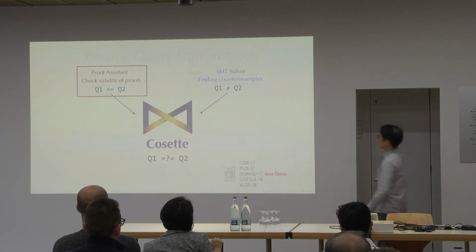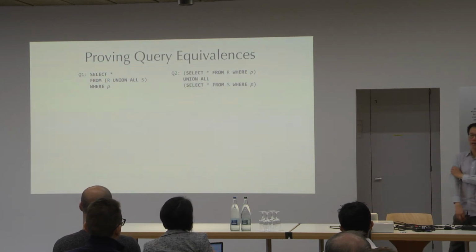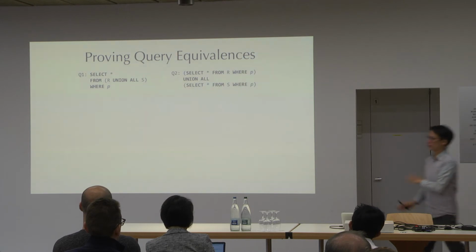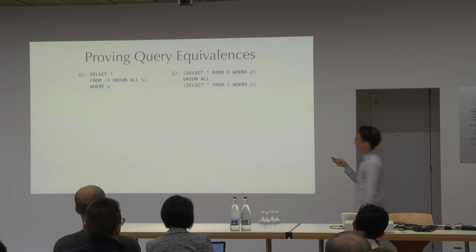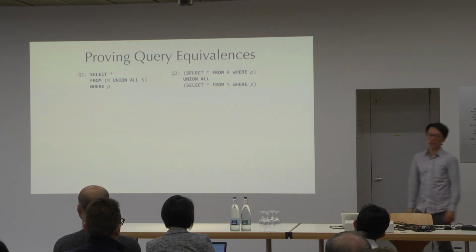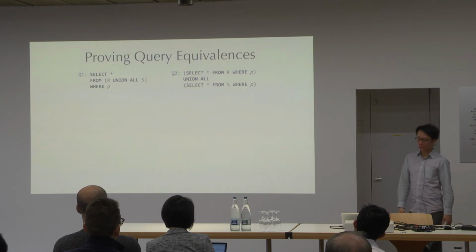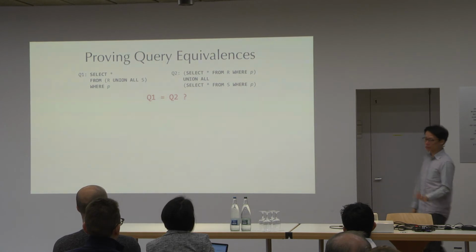How does this work? So let's say I actually want to prove to you that these two queries I'm showing you on the slide are actually equivalent. And you should be able to see that they are actually equivalent, right? Because the only difference between these two queries is that on the left-hand side, I am unioning the two relations before doing the filtering, versus on the right-hand side, I'm doing the filtering first before doing the actual combining together, okay? So I hopefully can convince you that these two queries are actually equivalent.